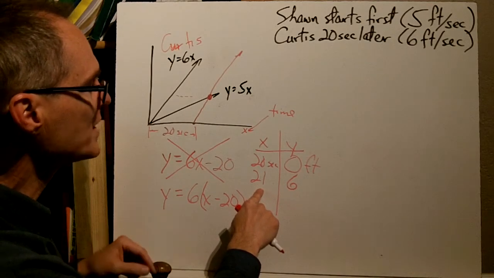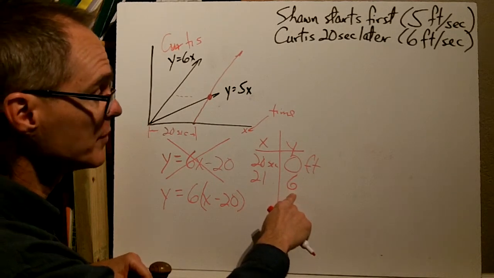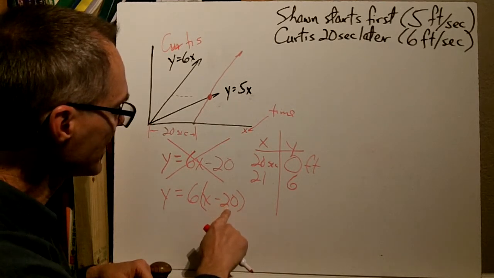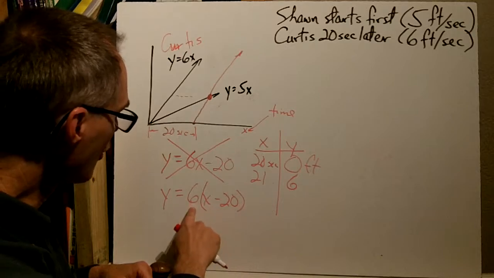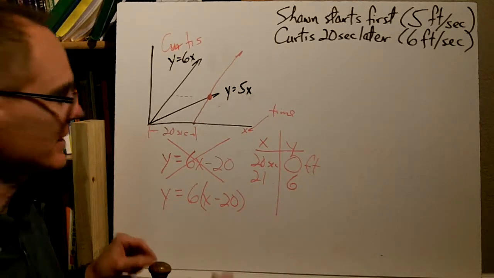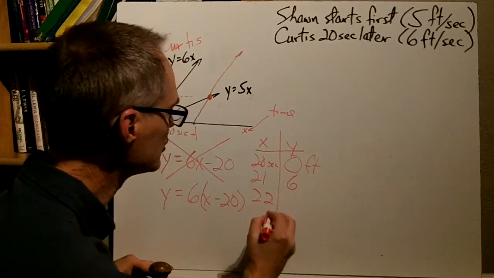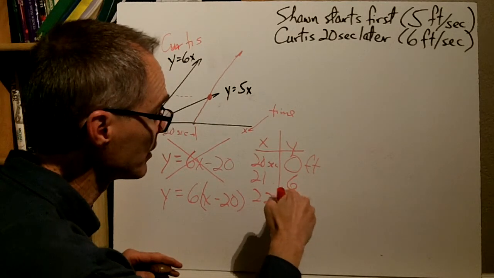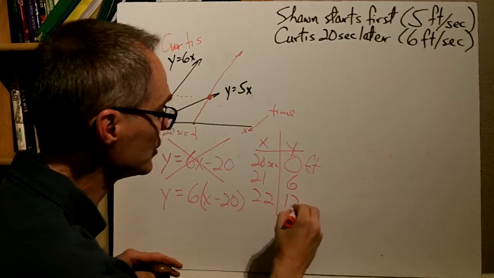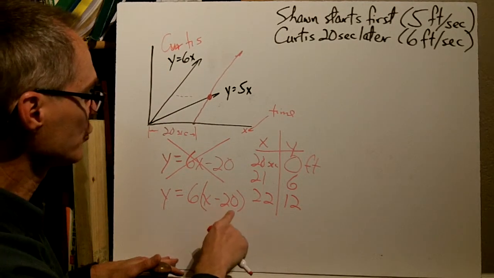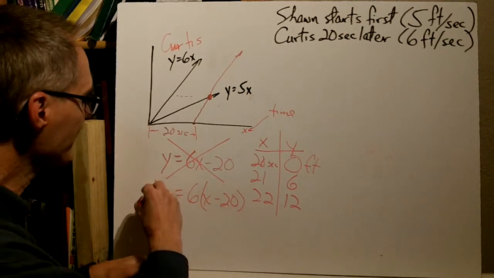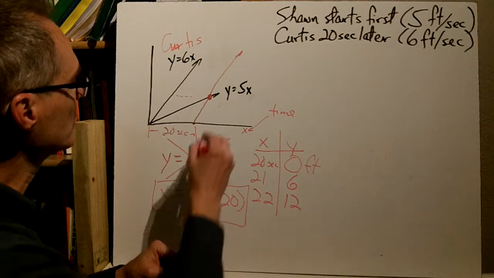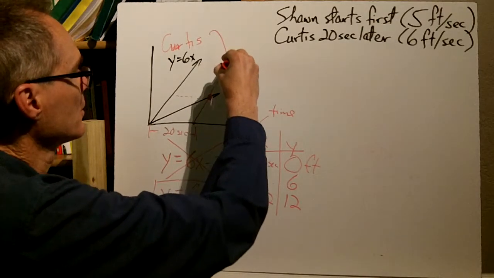What about at 21 seconds, when Curtis should have walked 6 feet? Well, if x equals 21, 21 minus 20 is 1, 1 times 6 is 6, and I get that one. I can check another one just to be sure. What do I get when x equals 22? That means Curtis should have walked another 6 feet, so this should be 12. 22 minus 20 is 2, 2 times 6 is 12. I'm feeling pretty good now about this equation. This is the equation for Curtis.